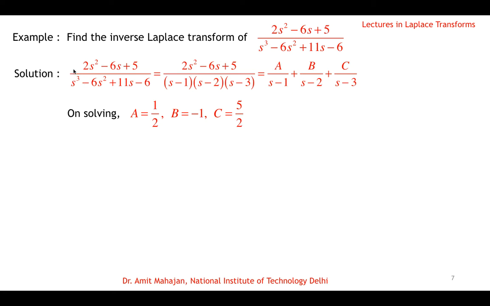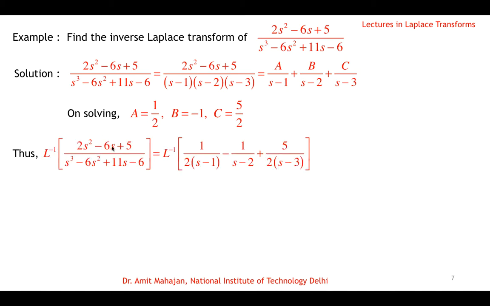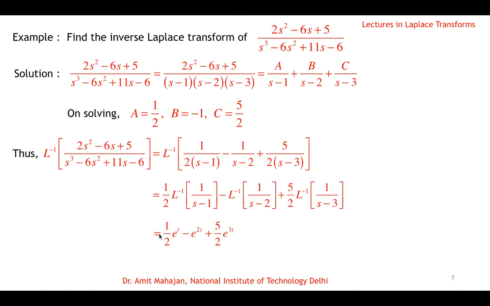So take the Laplace inverse on both sides of this and put the A, B, C values. The Laplace inverse of the left hand side is the Laplace inverse of the right hand side, where A, B and C are substituted as a half, minus 1 and 5 by 2. Now I can apply linearity here: the Laplace inverse of this sum is the sum of the individual Laplace inverses. The Laplace inverse of 1 over (s minus 1) is e to the power t, of 1 over (s minus 2) is e to the power 2t, and of 1 over (s minus 3) is e to the power 3t. So we easily have the result here.